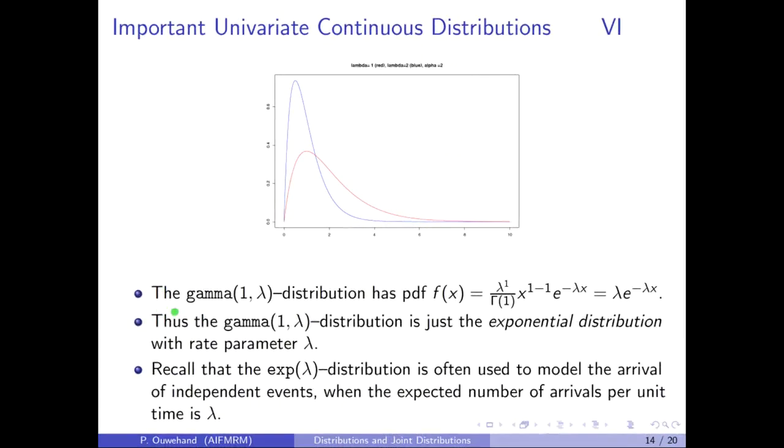Note that the gamma 1 lambda distribution, in other words with alpha equal to 1 and rate equal to lambda, has the following PDF, and that this reduces simply to lambda times e to the minus lambda x. Now this is precisely the PDF of the exponential distribution with rate parameter lambda. In other words, the gamma 1 lambda distribution is precisely the exponential lambda distribution.